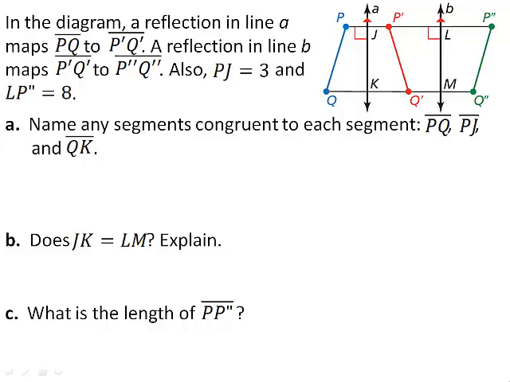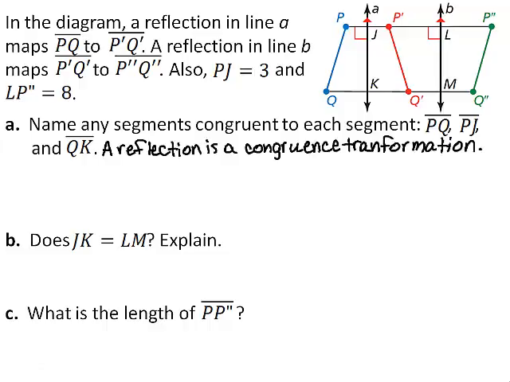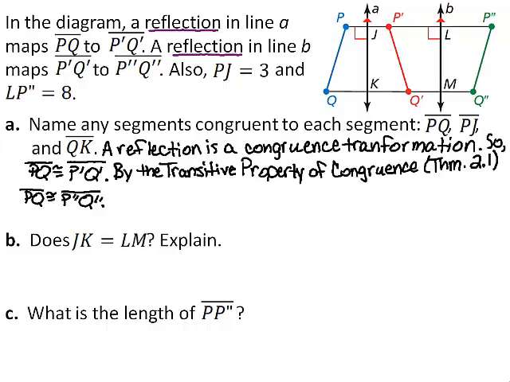Segment PQ, segment PJ, and segment QK. A reflection is a congruence transformation. So because a reflection maps segment PQ to segment P'Q', segment PQ is congruent to segment P'Q'. Also, because a reflection maps segment P'Q' to segment P''Q'', segment P'Q' is congruent to segment P''Q''. So by the transitive property of congruence, segment PQ is congruent to segment P''Q''.